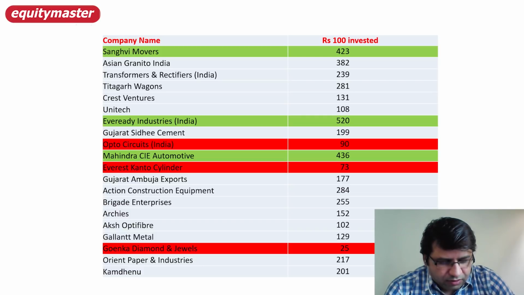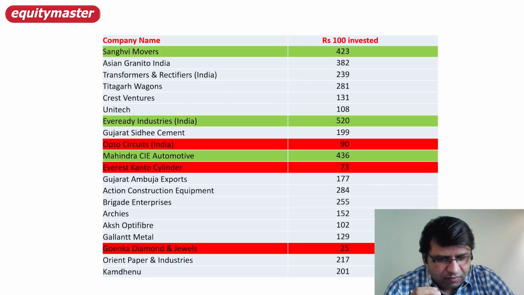Now the biggest loser, Goenka Diamond, highlights a very important point of this strategy. This strategy will work best when you use it on a diversified portfolio of stocks. The number of stocks has to be at least 20 if you want to extract the maximum benefit out of this strategy. Anything less than 20 and this strategy may not work well.